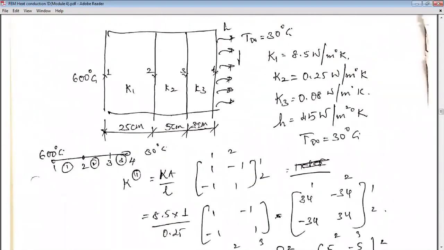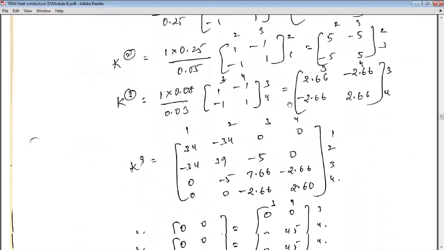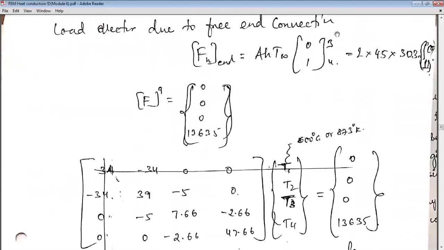1, 2 is here. 3, 4 should be written. 3 is there. Element, third element, fourth, at the right of 4. So 3, 4 should be written. Observe here 3, 4. Then multiply, area is 1. This is 1, not 2.